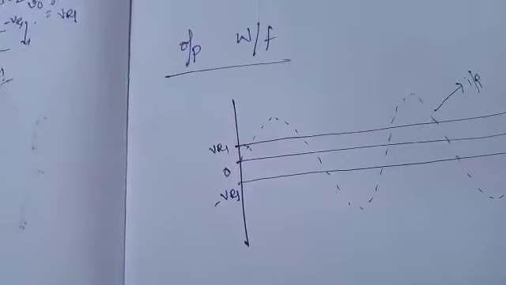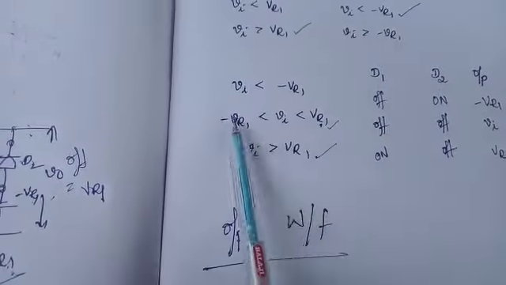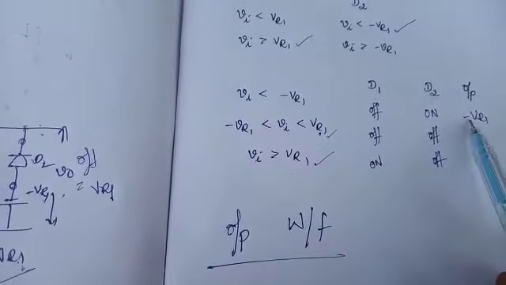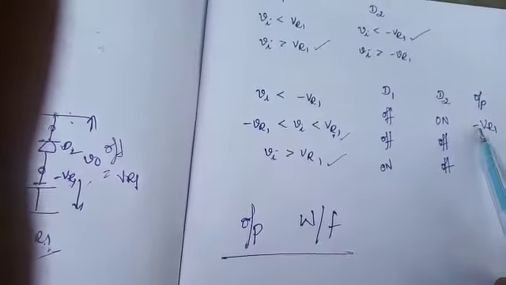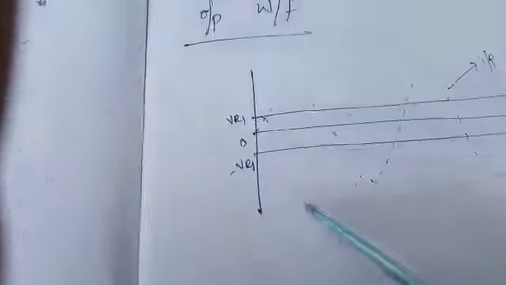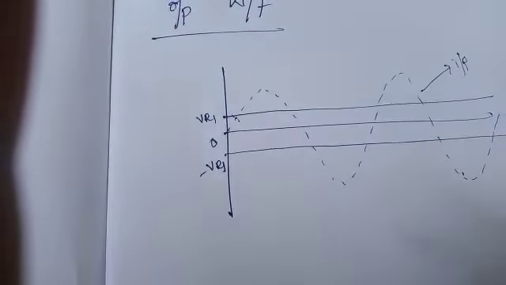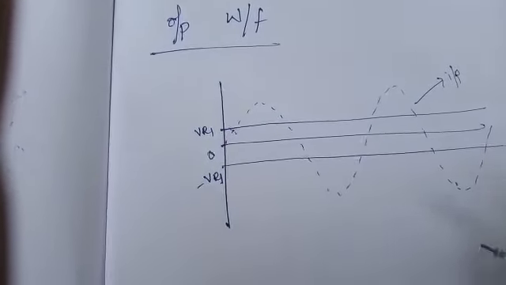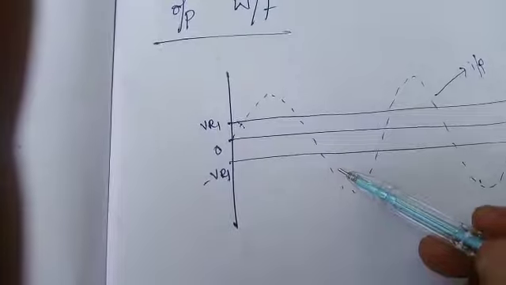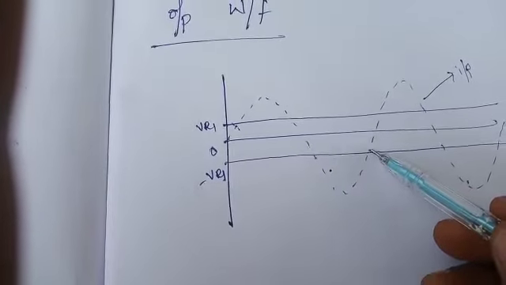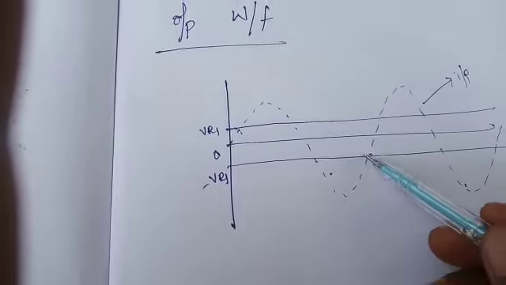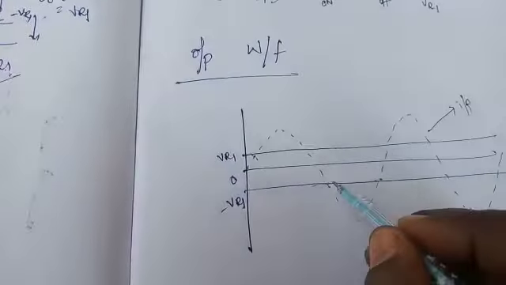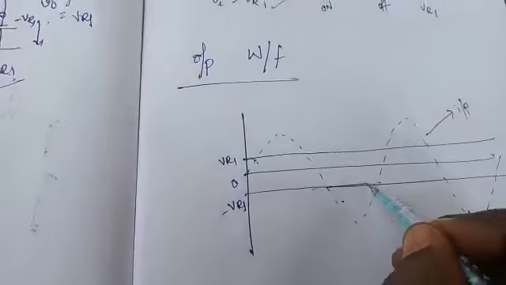Now let us check for the conditions. The first condition is Vi less than minus VR1, and the output voltage is minus VR1. Check the area in which minus VR1 is more when compared to the input. Observe this area here: minus VR1 value is more and the input value is less. In such a condition, what is the output? Minus VR1.